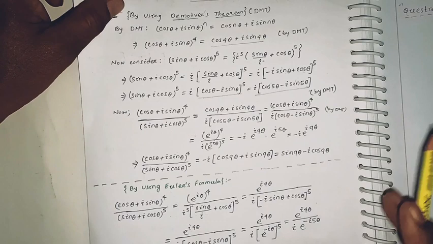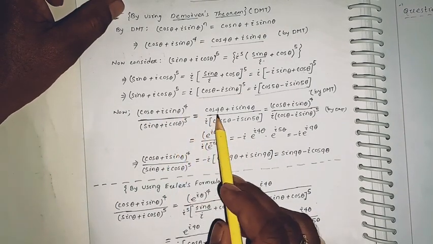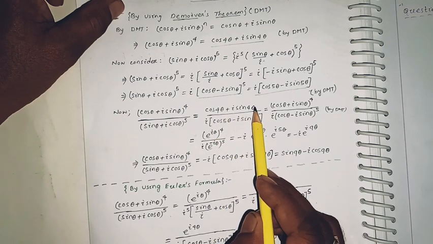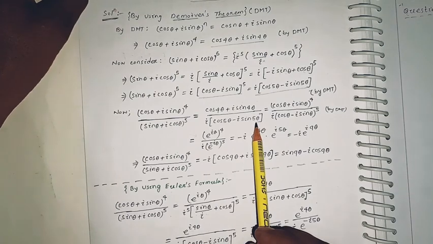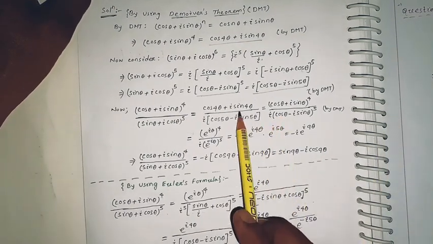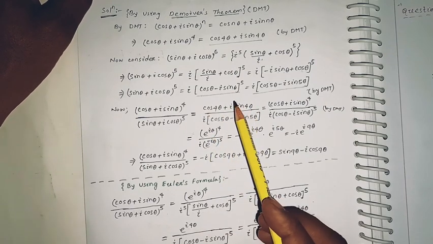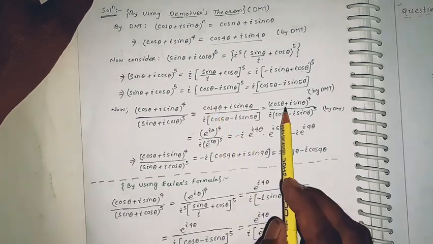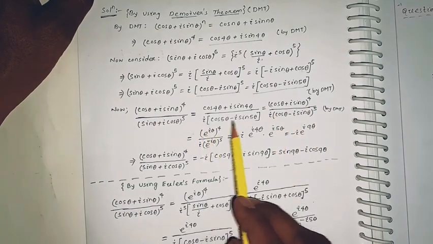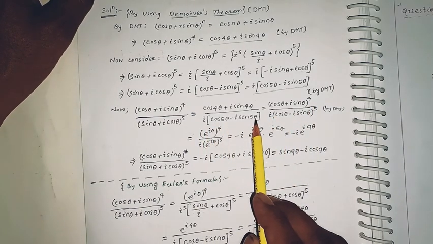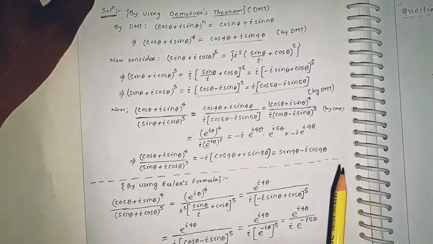Okay, we have to just substitute: (cos theta plus i sin theta) to the power 4 is nothing but cos 4 theta plus i sin 4 theta, divided by this term, i cos 5 theta minus i sin 5 theta, right? Here again I am going to apply the DMT, the reverse DMT you can say. So it will be (cos theta plus i sin theta) to the power 4 divided by i, and by the reverse DMT it will be (cos theta minus i sin theta) to the power 5, right?